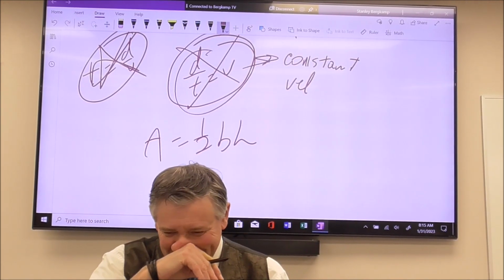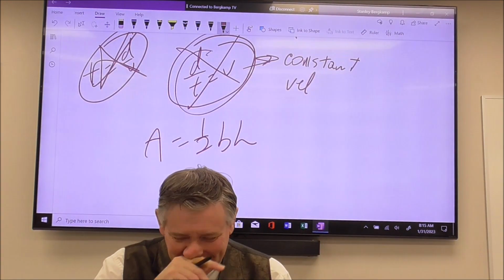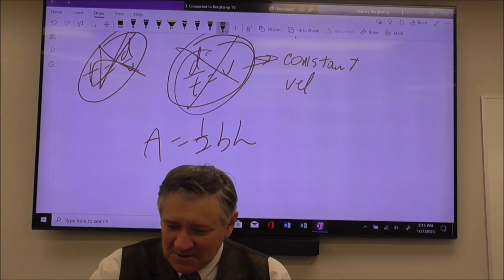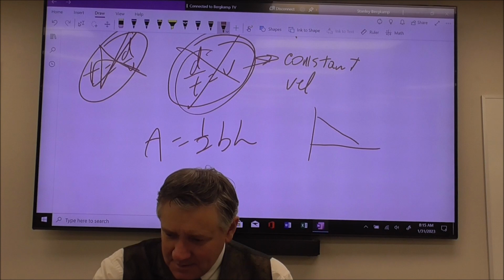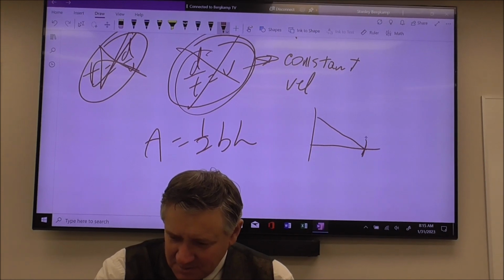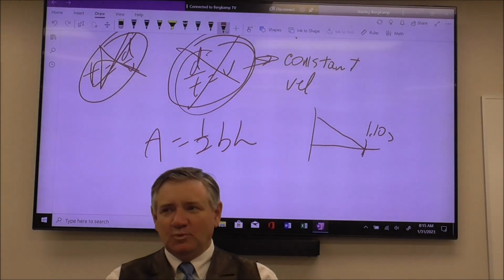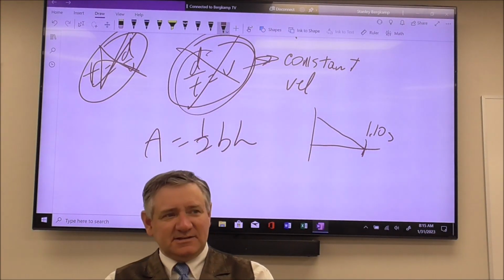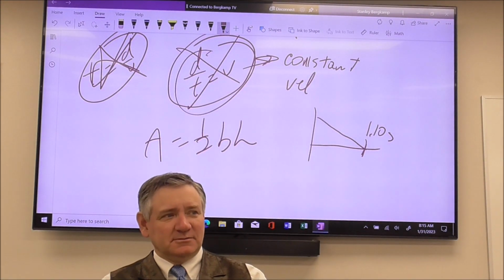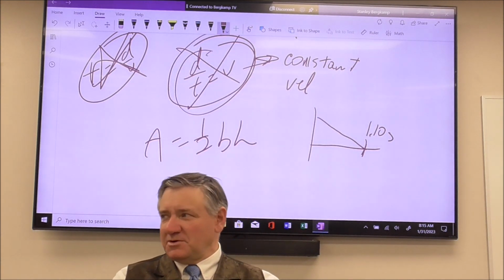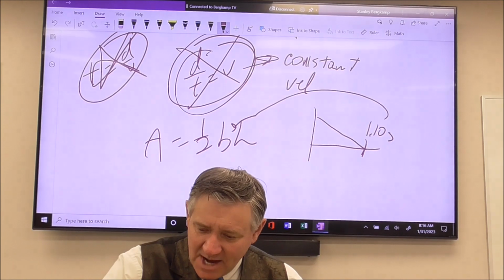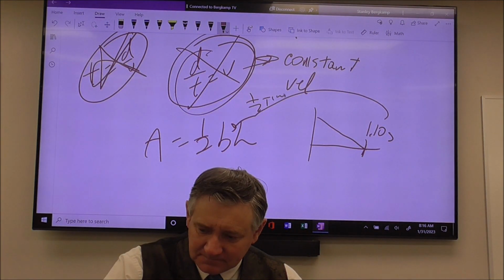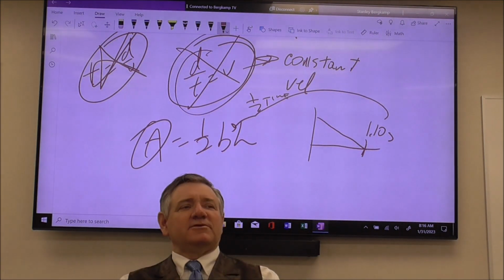So anyway, here's our graph, right? In this situation, we're going to know 1.10 seconds. We're going to know how long it's going to take to get to 0. It's kind of cool, right? So we're going to know the base of the triangle, which is going to be half of our time. Now, we just said area represents what?